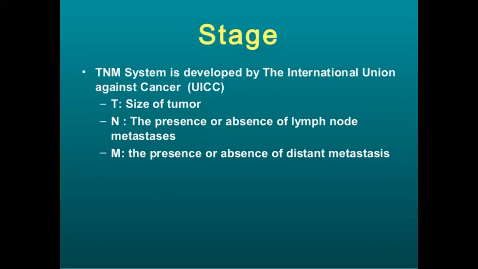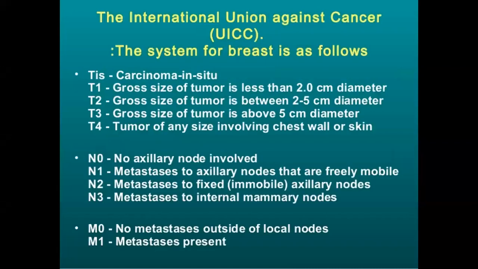The TNM system was developed by the International Union Against Cancer. T stands for the size of the tumor, N stands for the presence or absence of lymph node metastasis, and M is the presence or absence of distant metastasis. Collectively, they are called TNM. The system for breast is as follows.